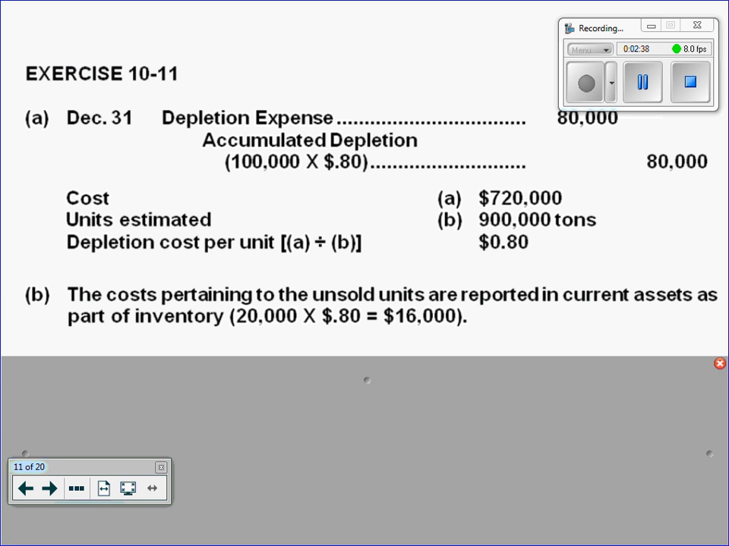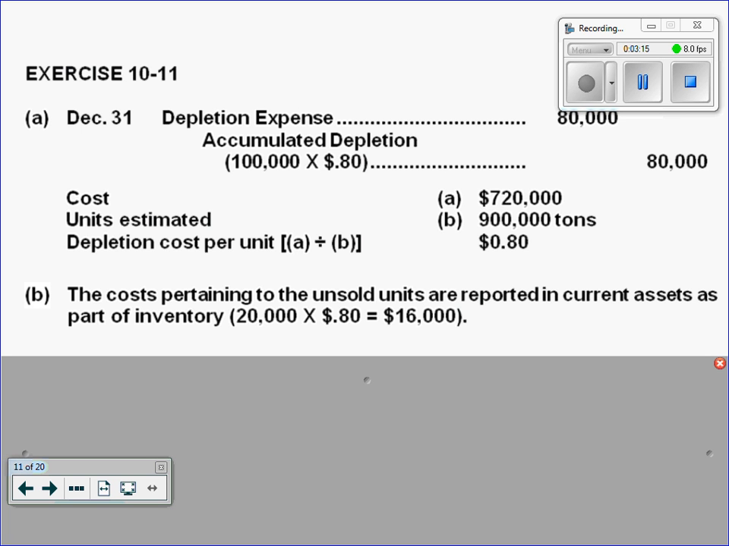The cost pertaining to the unsold units, what is this even about? Assume that 100,000 tons of ore were mined, but only 80,000 were sold. How are the costs applicable to the 20,000 unsold reported? So we took out 100,000 tons, but we only sold 80. 20 unsold. How would we report that? The costs pertaining to the unsold units are reported in current assets as part of inventory.